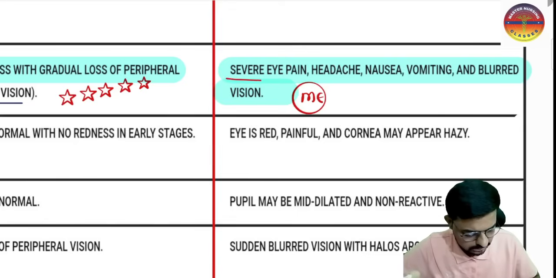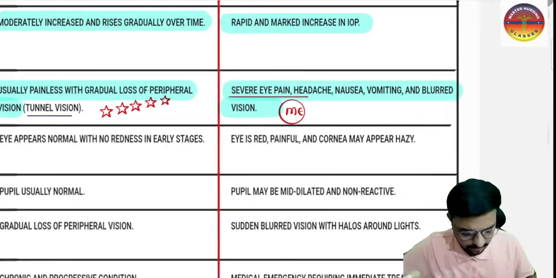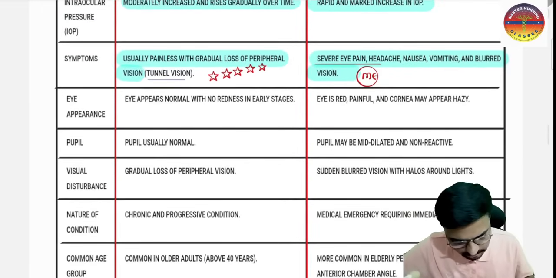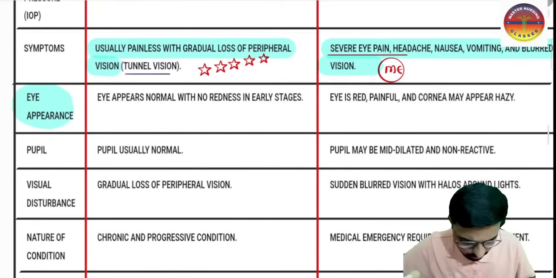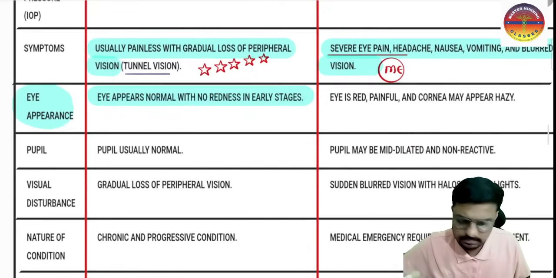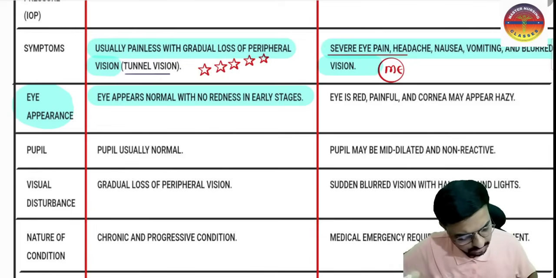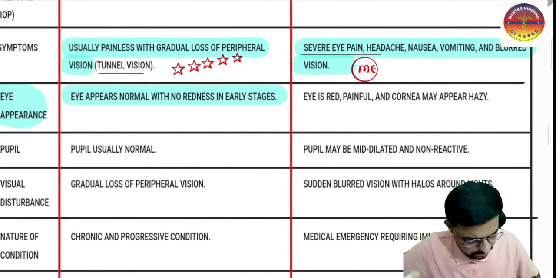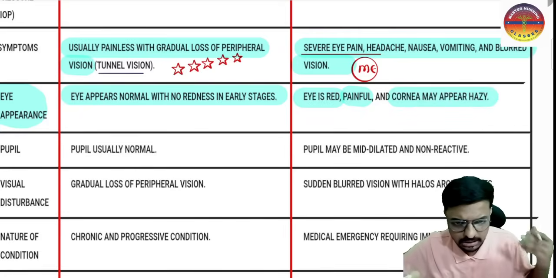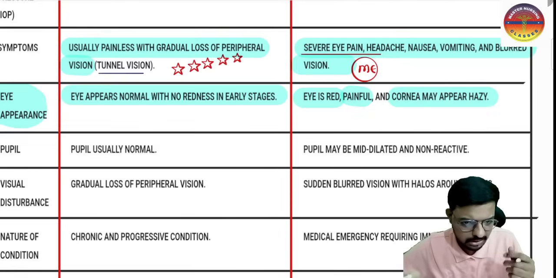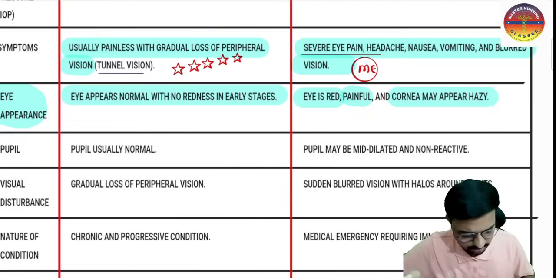Okay, so there is sudden severe eye pain, right? Yes, sir. Now the appearance of the eye: in open angle, this is gradual and chronic. The eye appearance is normal, no redness in the early stages. But in acute angle closure glaucoma, the eye will be completely red, completely painful, and the cornea appearance will be completely hazy. Okay, because he will rub that one. It is like a peeled layer of skin, the corneal appearance. That is very important.